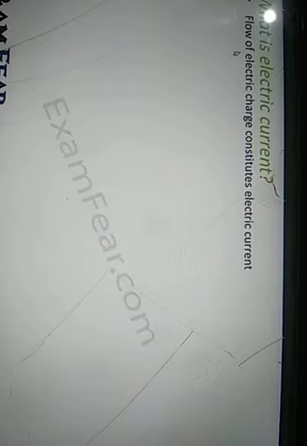So the flow of electric charge constitutes the electric current. Now the question is, what do we mean by electric charge? What are electric charges? These are nothing but particles, and the particles are negatively charged, and these negatively charged particles are termed as electrons. So basically the movement of these electrons results in electric current.